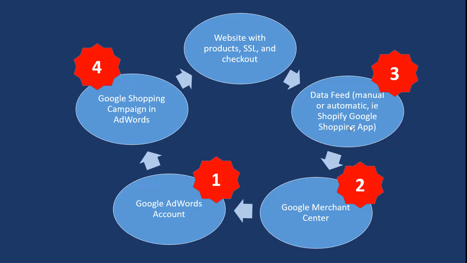So first, we're going to do the Google AdWords account. Next, the Google Merchant Center account. Next, the data feed, and then finally come back and create the Google Shopping campaign. So this is an overview of everything, and these 4 steps will be the 4 steps in creating your first Google Shopping campaign. So that concludes module 2.1. Next up will be module 2.2.